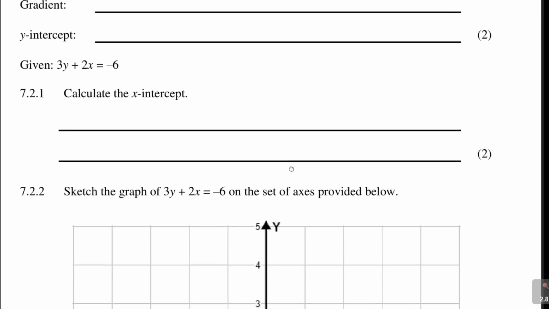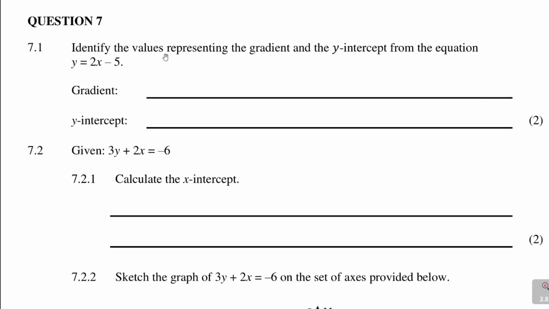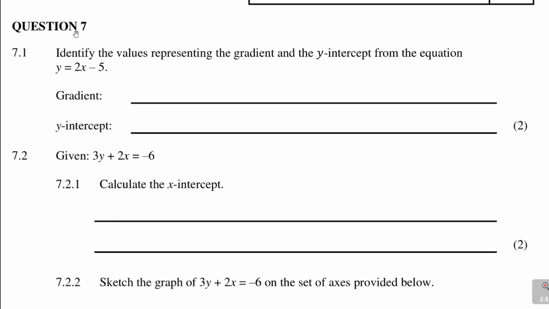It will help you. Now here, they are saying identify the values. We are now in question number 7. I think these are graphs. Identify the values representing the gradient. There's the keyword gradient and the y-intercept from this equation.